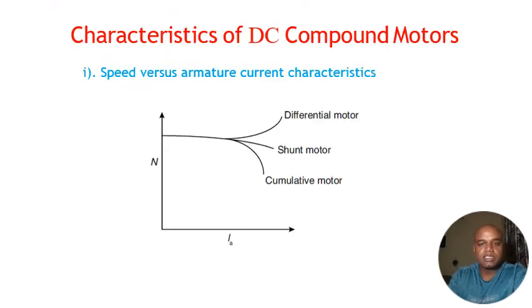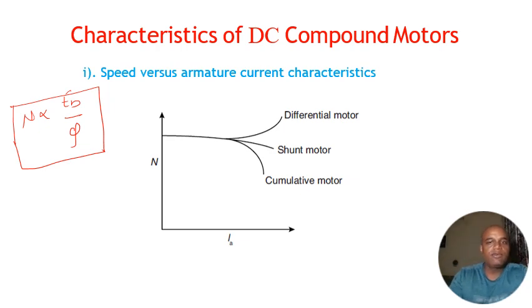So the first characteristic is the Ia versus speed characteristic. Taking again that expression, speed versus the armature current, and taking this expression that speed is proportional to Eb divided by phi. So here, if I'm taking the differential motor, it means as I'm increasing the Ia, phi_sh, the flux produced by the shunt field winding, remains constant, and phi_se is going to increase because Ia is also getting increased. And in the differential motor, they are opposing each other, so my flux is getting dropped down. So if my flux is dropping, the speed for the differential motor is going to increase with respect to the Ia.